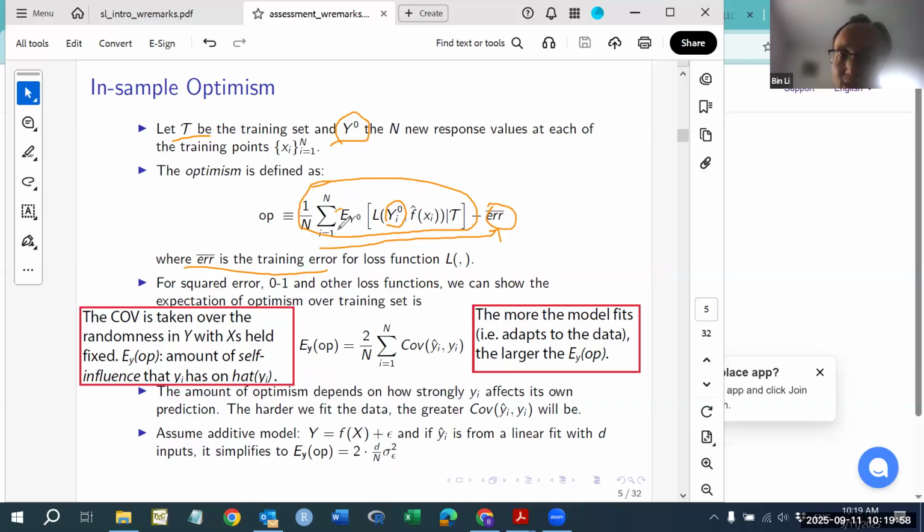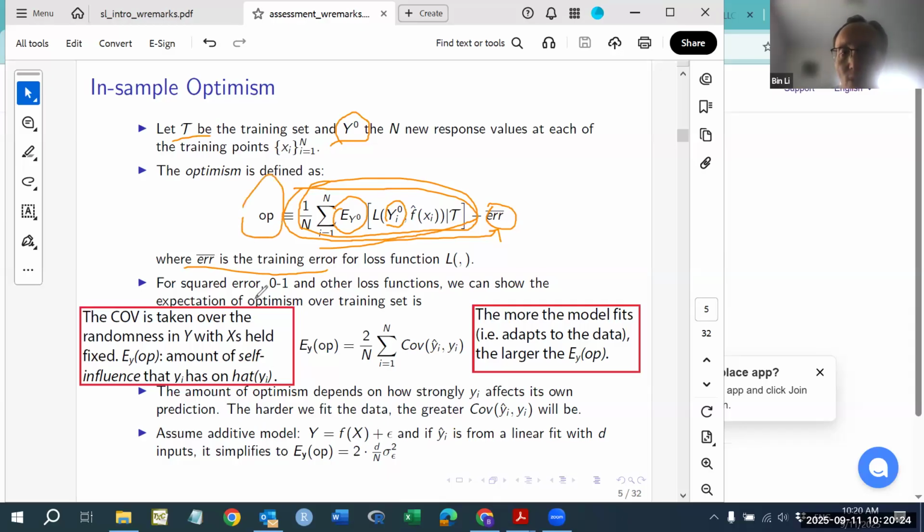And then we take the expected value, and then multiply by 1 over n, because that's the average of the expected value for the predictions on the same x but different y's. So that's the optimism.